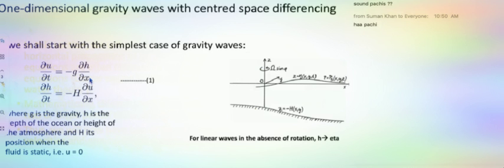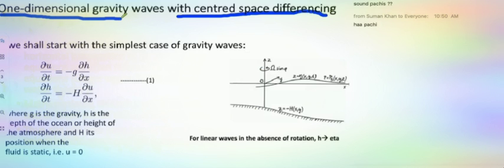Okay. Let me start with the one-dimensional gravity wave with center space differencing. This part is with center differencing numerical. Forget about this. First you understand the one-dimensional gravity wave, the equations.